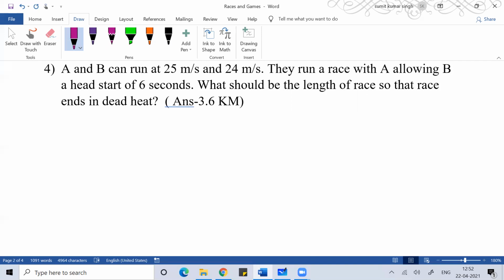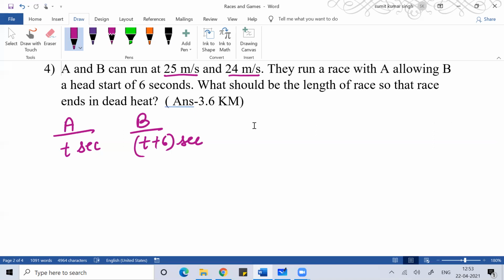So A and B run. The speed of A is 25 meters per second. The speed of B is 24 meters per second. They run a race with A allowing B a head start of 6 seconds. So A told B that I will run for t seconds, and you can run for t plus 6 seconds. He has given a 6 second head start.